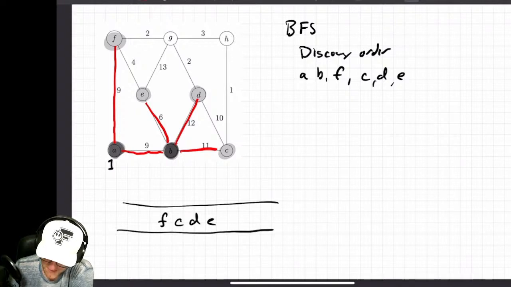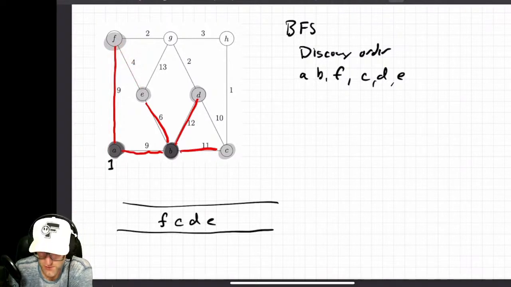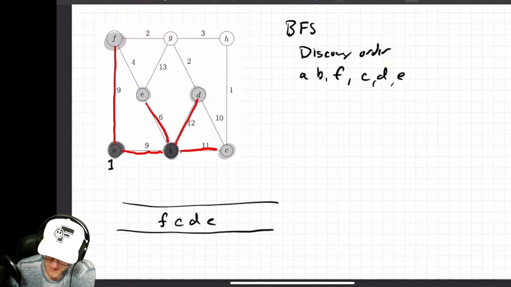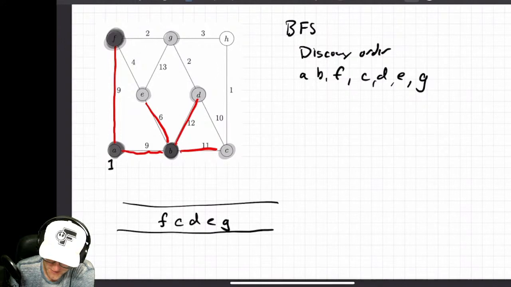Next, I process F. I see its neighborhood has a black vertex. I'm not going to backtrack. A gray vertex. I'm not going to enqueue that more than once. And I see a G here as my next vertex. So discovery of G for next. And it's colored gray. I'm done processing F here. There we go. And it's out of the queue at that point.